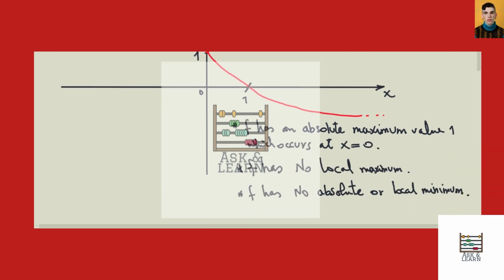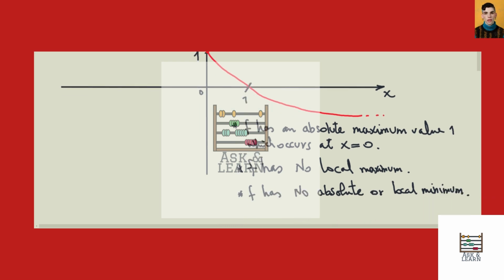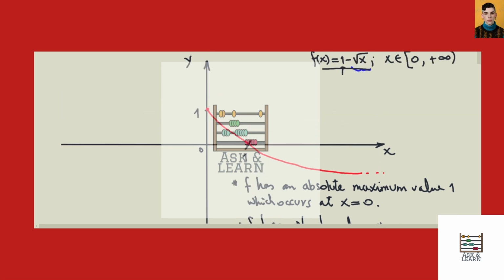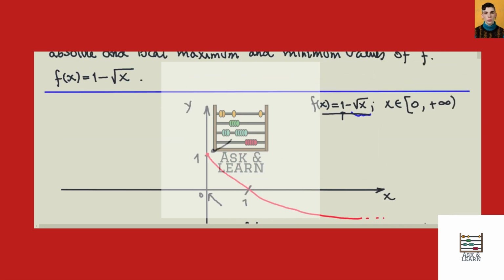And because of the always-decreasing behavior of the function, we know that there is no local or absolute minimum. There is also no local maximum, but there is an absolute maximum value of 1, this point here, and that occurs at x equal to 0. So this is the analysis for this function.